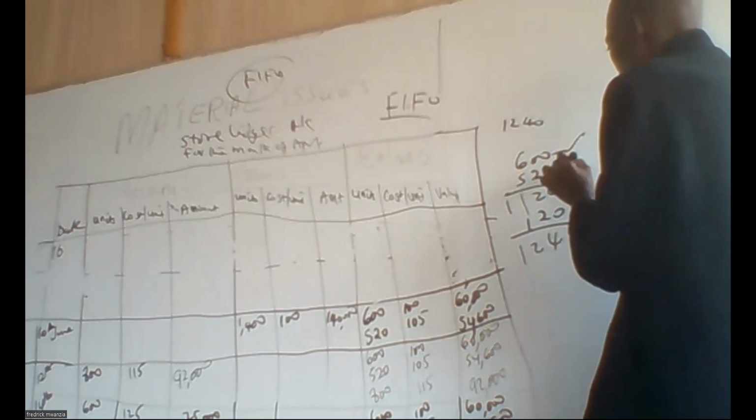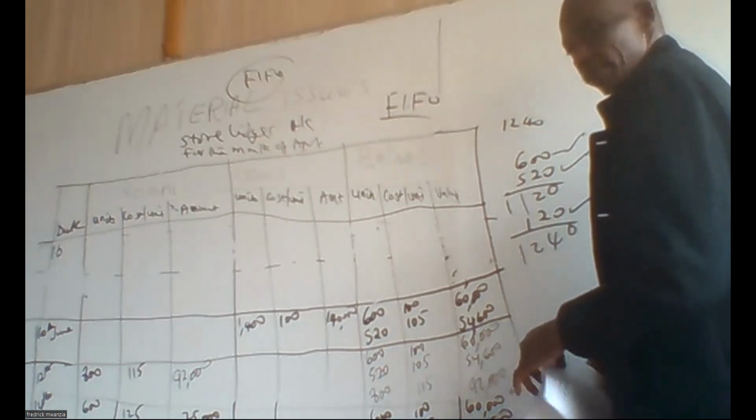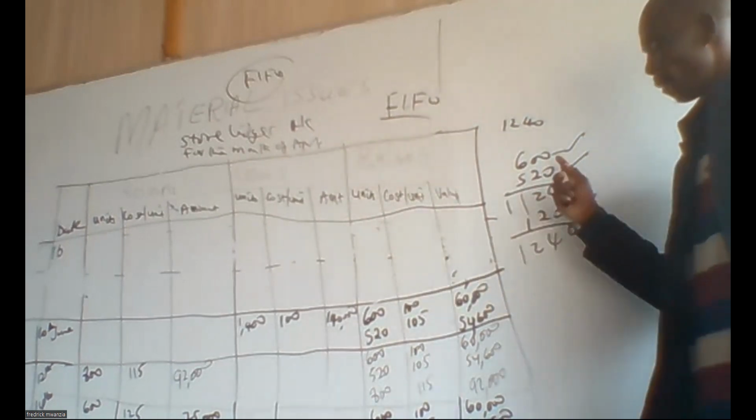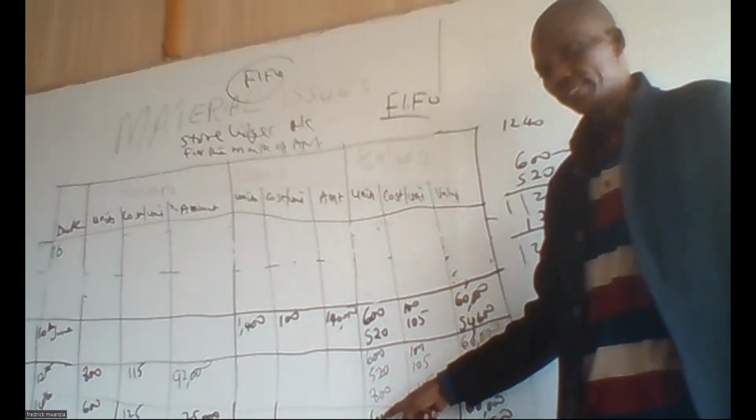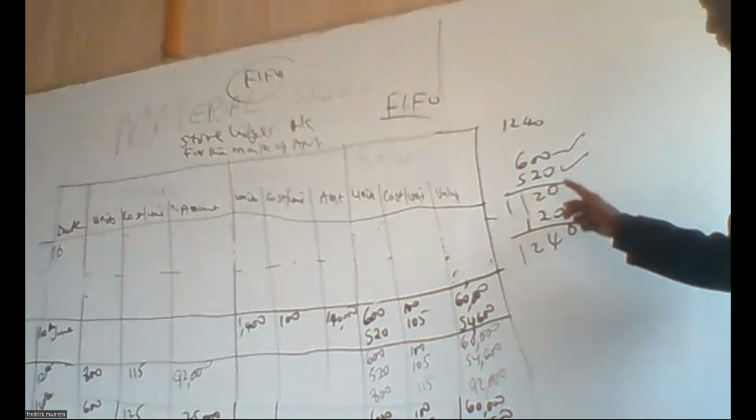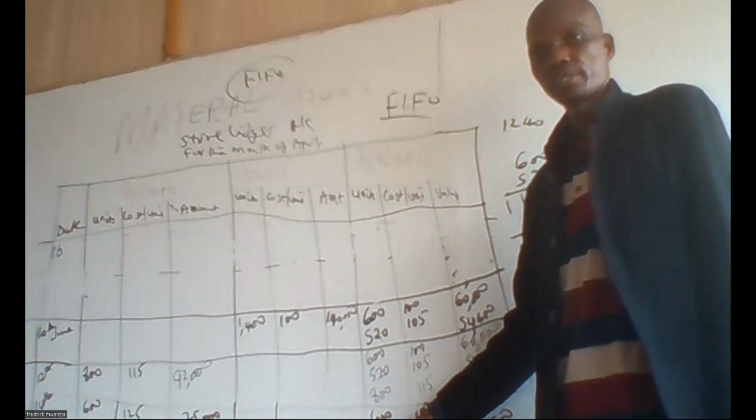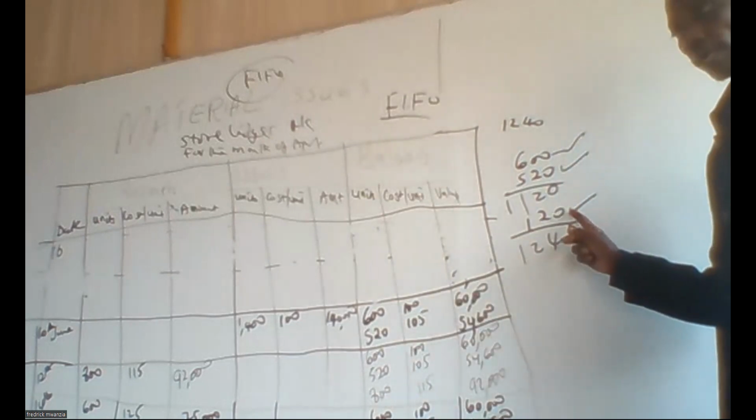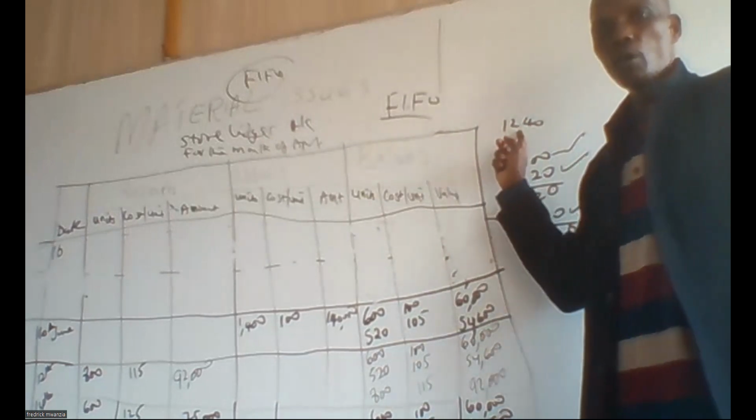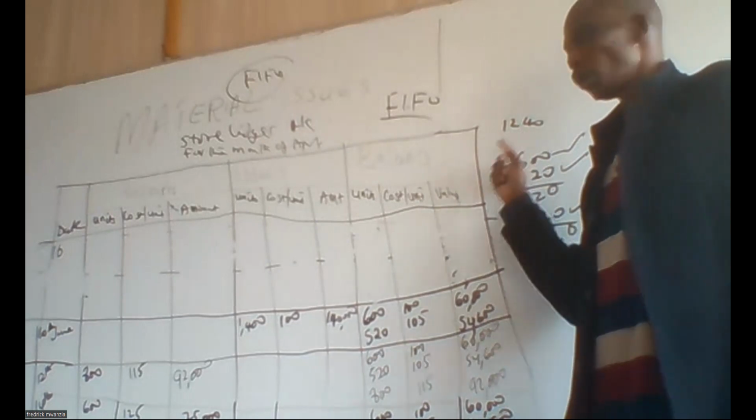So this is the first consignment, the second consignment, the third consignment. We are going to use it in that order. The first one has to go out first, then the second one. Then from the next consignment, we are only going to take out 120, because that was what we needed to reach 1,240.